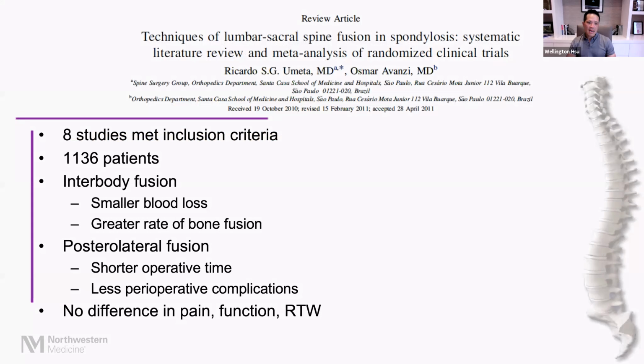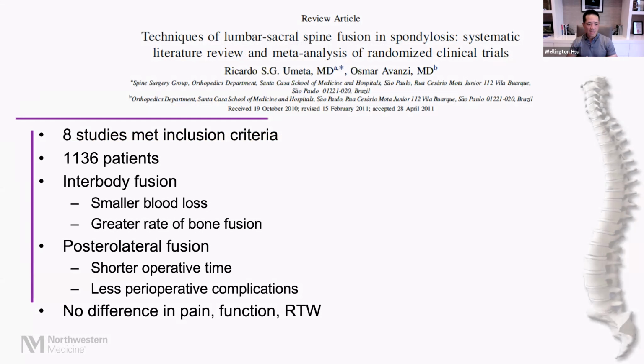This study is a meta-analysis that looked at 8 different studies with over 1,000 patients and looked at all interbody fusions versus posterolateral fusions. And not surprisingly, if you have an interbody fusion, you have a greater rate of fusion, but that should actually say greater blood loss. There's more surgery, so there's more potential complication, there's longer operative time. But in the end, there's really probably not a whole lot of difference in pain, function, and return to work.